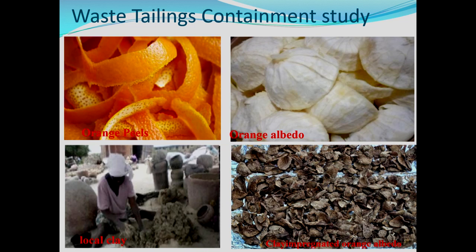The red one there is the orange peels. And the light one, which is the top right, is the orange albedo. That is the next layer to the orange peel. And the one below is the locally obtained clay, which is normally used for pottery and all of that. So we do a blend of these two materials, and that is what we have in the bottom right. That is a clay orange albedo impregnated.